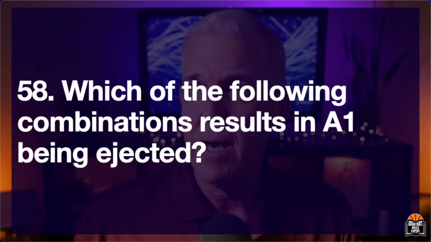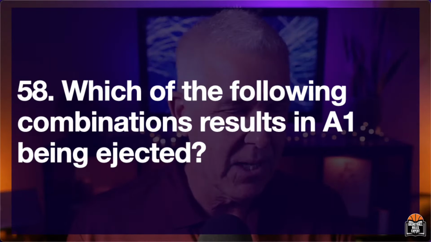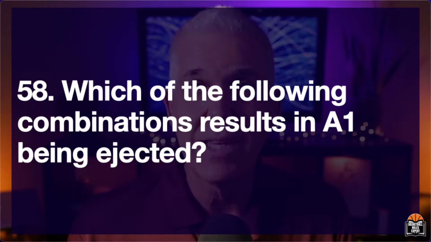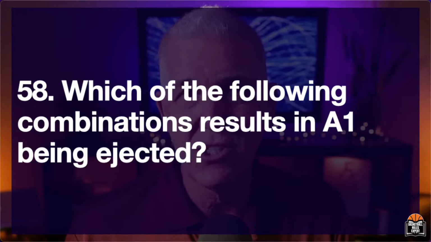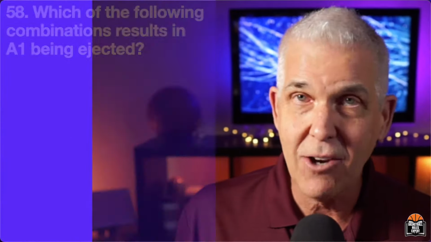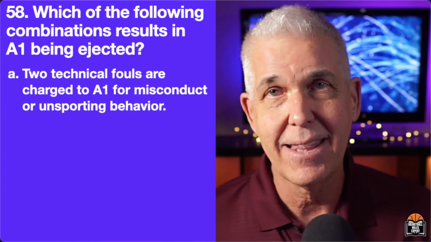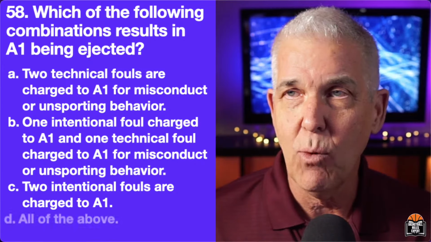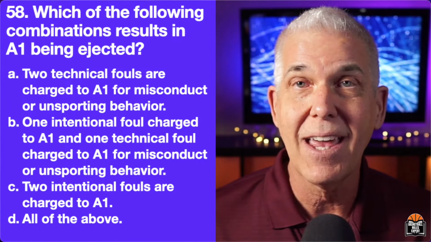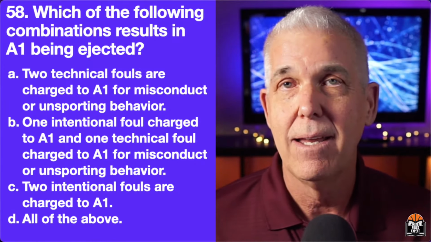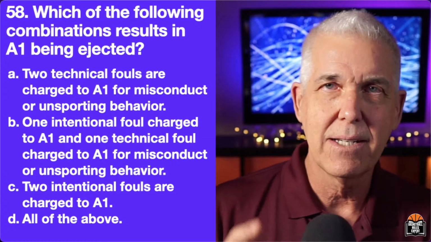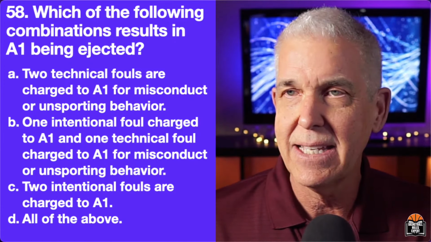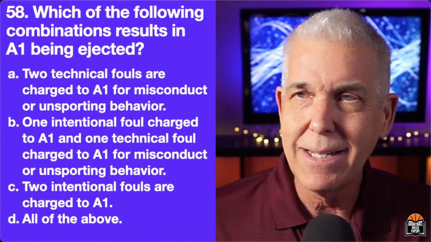58. Which of the following combinations results in A1 being ejected? So this is a player being ejected. I object to the eject. Players are never ejected at the high school level. If 2 technical fouls are charged to A1 for misconduct or sporting behavior, they are disqualified by rule. They are sent to the bench. Coach is informed that they are disqualified. That is that.